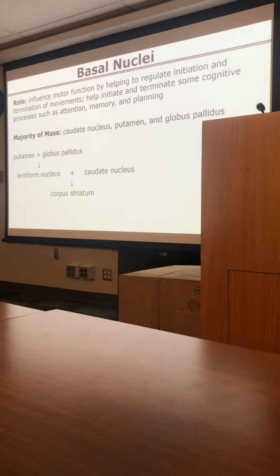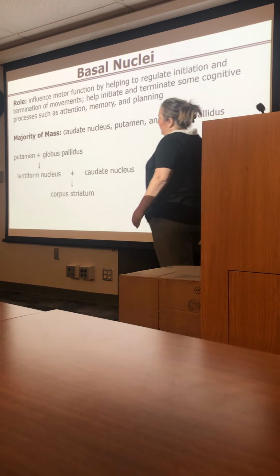What these basal nuclei are important for is that they influence motor function by regulating initiation and termination of movements. Basically, they communicate with the precentral gyrus to turn things on and turn things off. They also help initiate and terminate some cognitive processes, such as attention, memory, and planning. So we have the caudate nucleus, the putamen, and the globus pallidus.